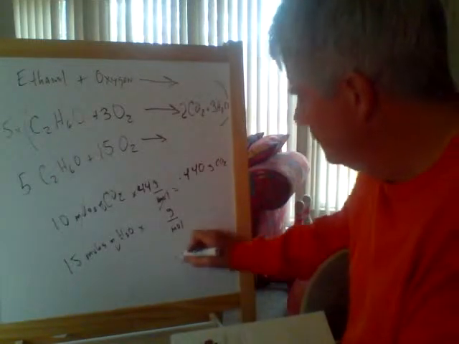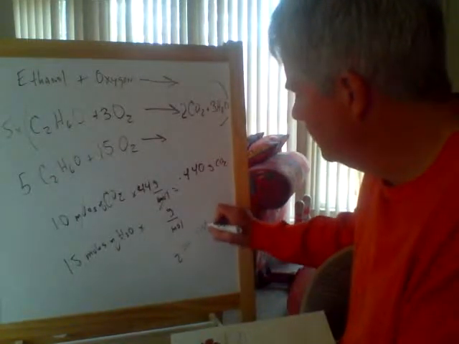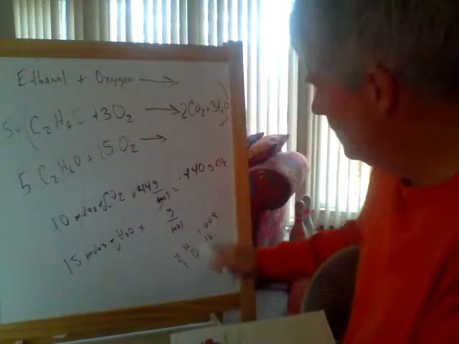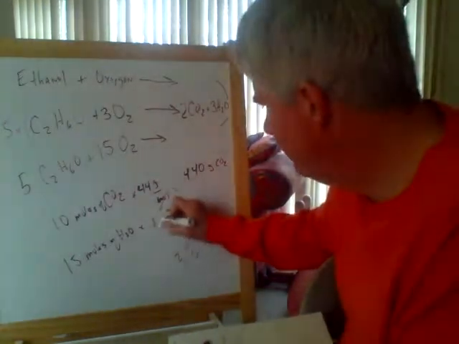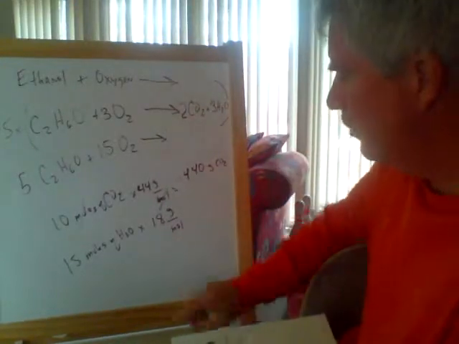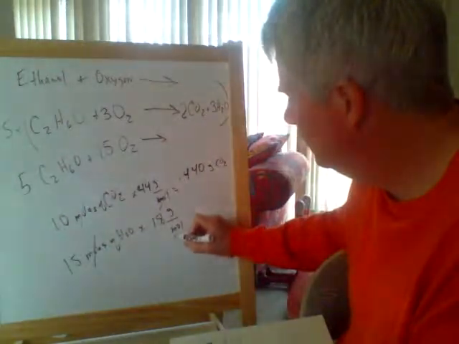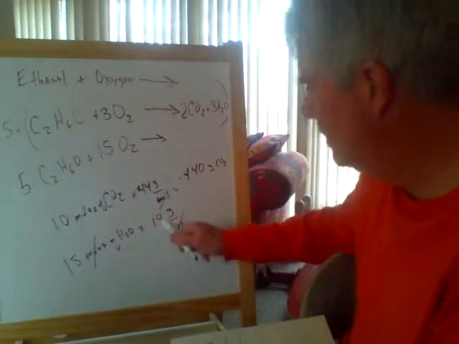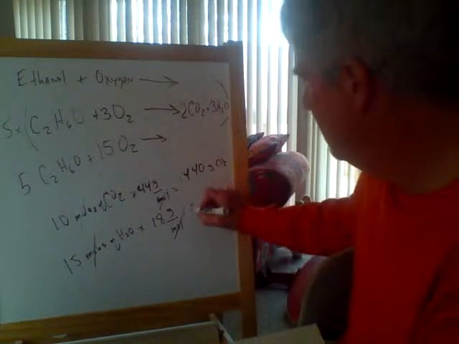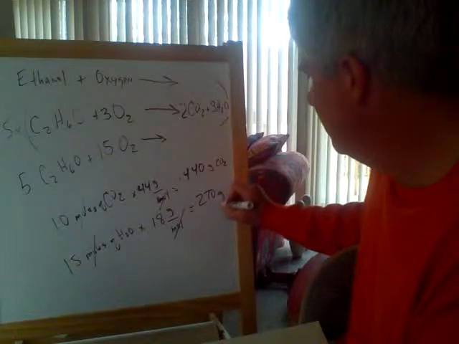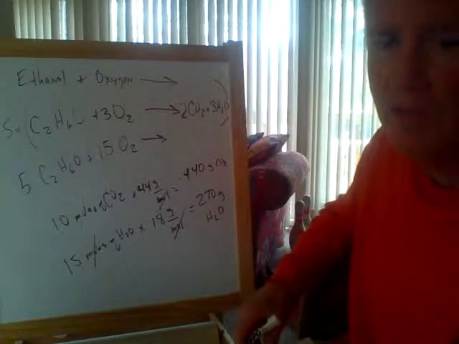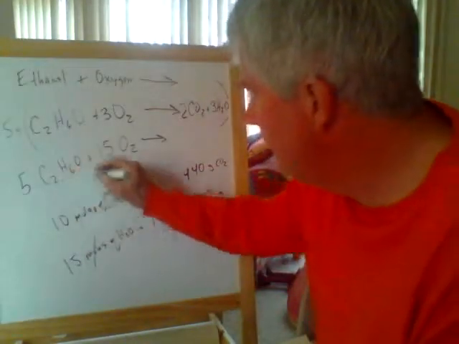Okay, what's water? Water is 2 H's at 1 each. It's actually 1.008. And 1 oxygen at 16. So that's basically 18, just to keep it simple. So the molar mass of water is 18 grams per mole. The moles cancel. And what we end up with is 15 times 18, 100, 230, 270. 270 grams of water.